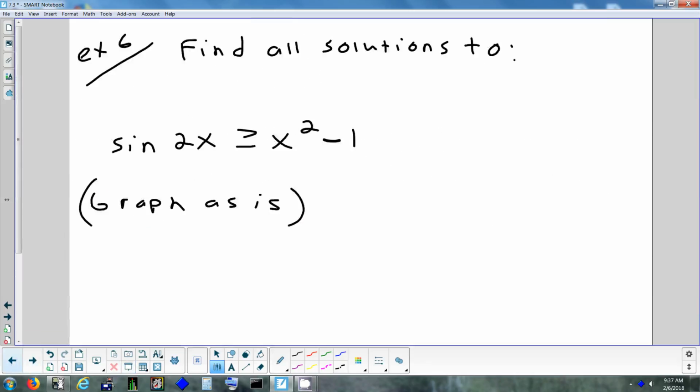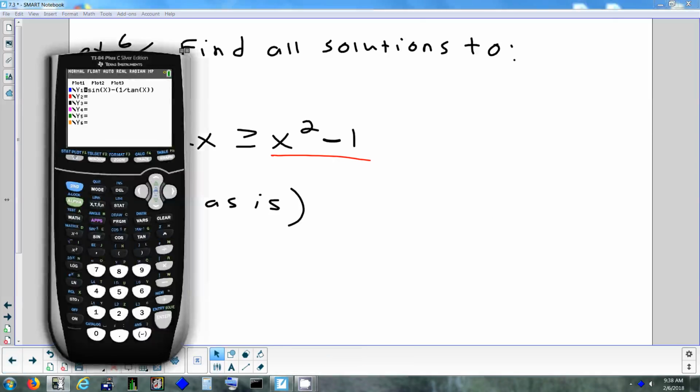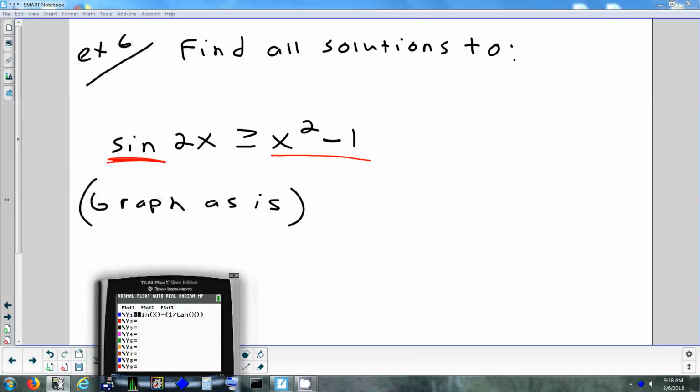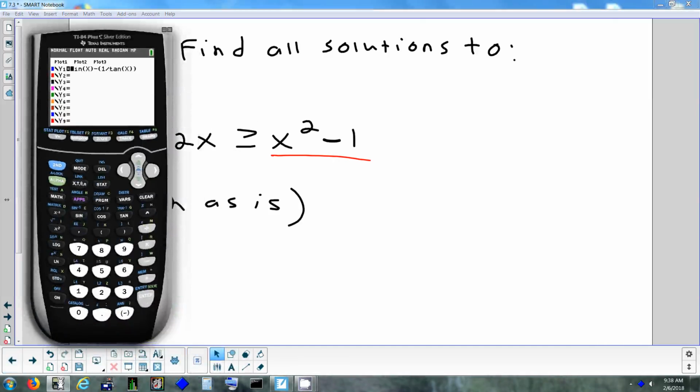All right, let's do this one. This one's a little different. On the left, you have a periodic equation. On the right, you don't. So that's going to influence how you write your answer. Okay, let's just draw it and see what happens. And just leave it, the directions say to graph it as is. Just leave it the way it is.